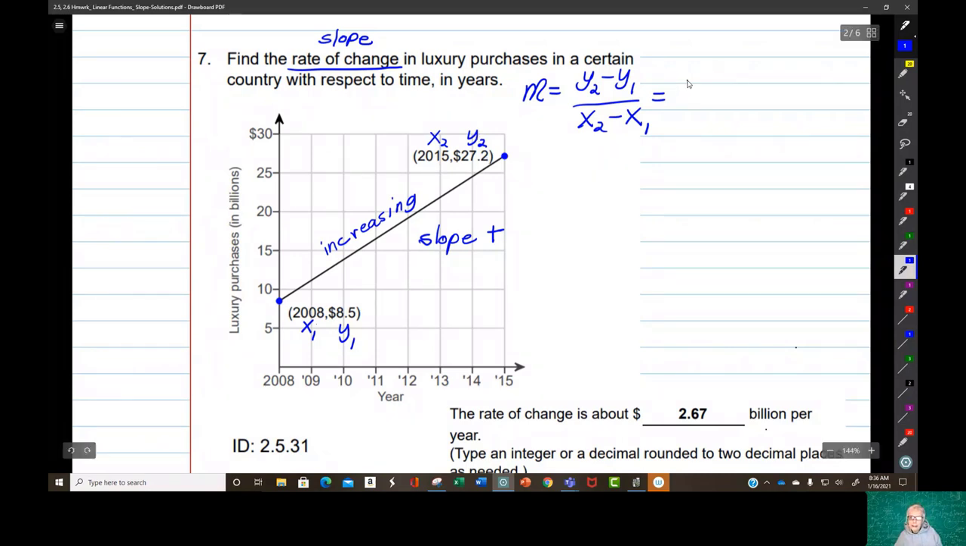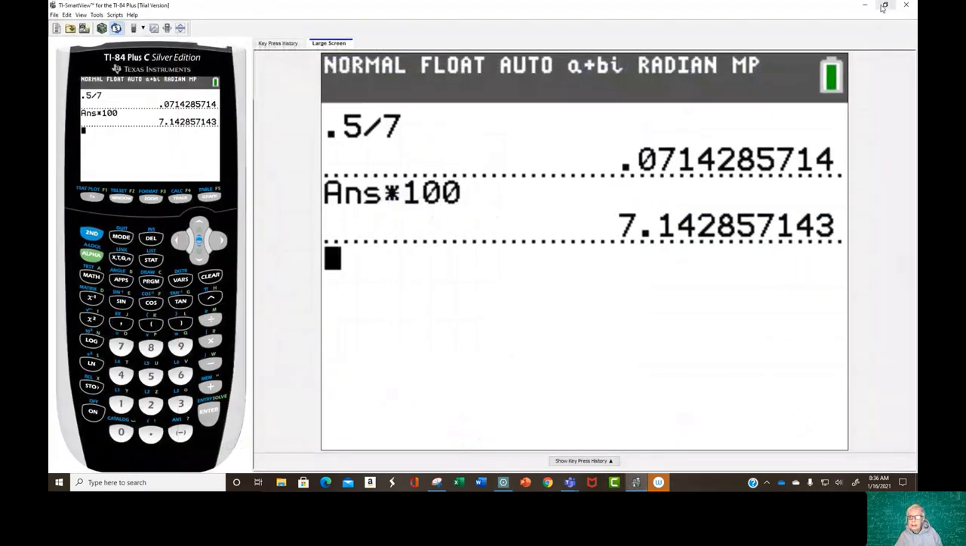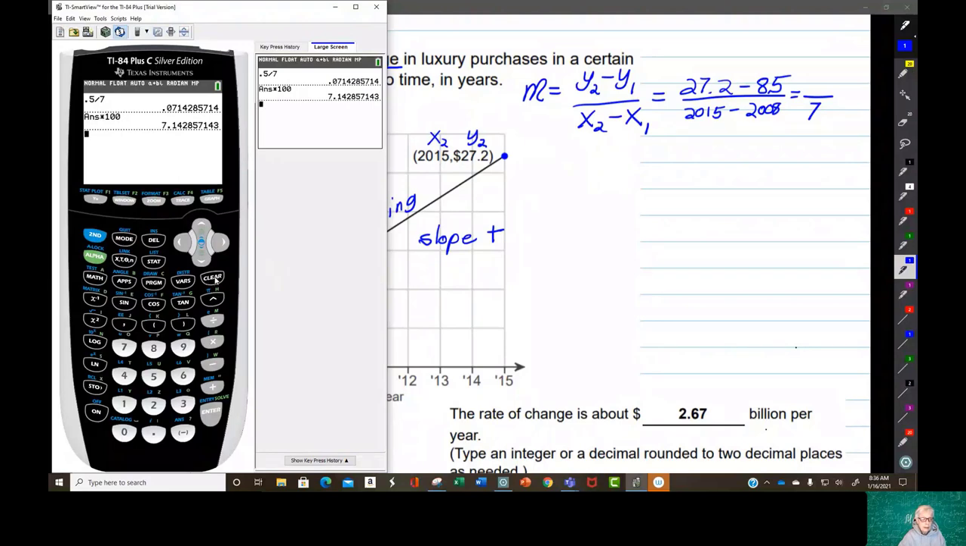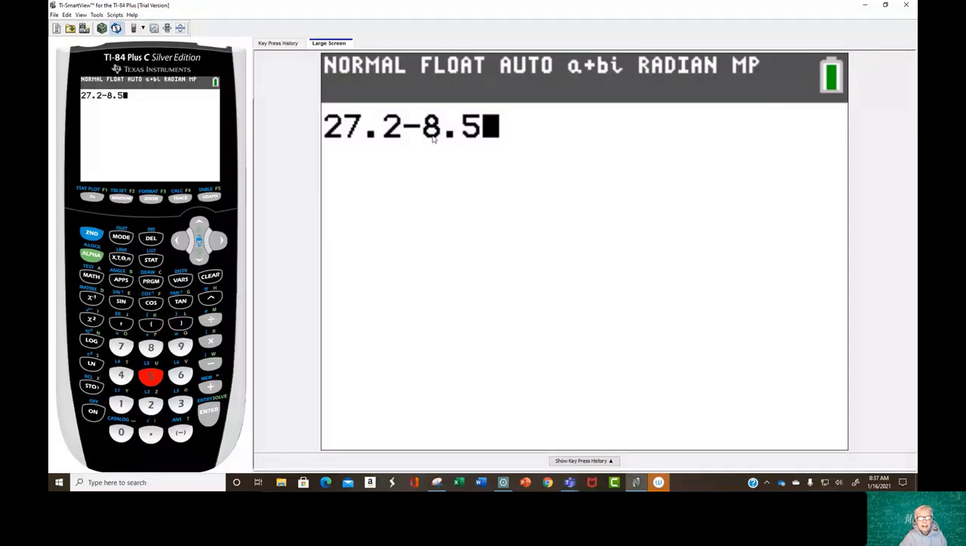Y2 minus Y1, that will be 27.2 minus 8.5 over 2015 minus 2008. Well, I know the bottom is 7. I have no idea what the top is though, so I'm going to pull out my trusty calculator and make it temporarily smaller because I need to be able to see this. 27.2 minus 8.5. Now I'll make it bigger again. Okay, 27.2 minus 8.5, and this is a minus sign from up there. I'll hit enter and I get 18.7.